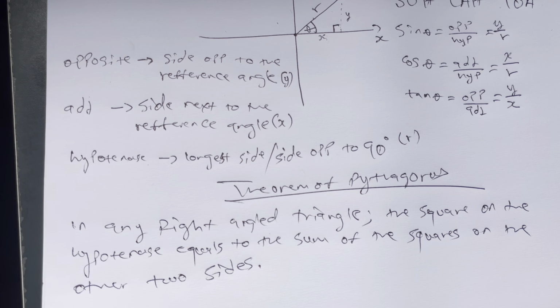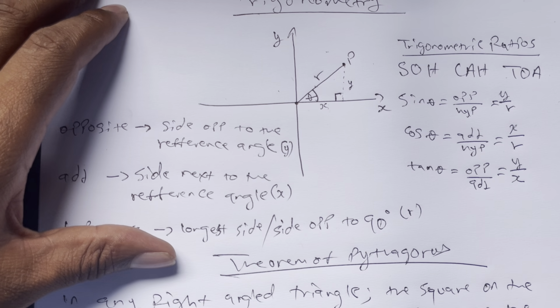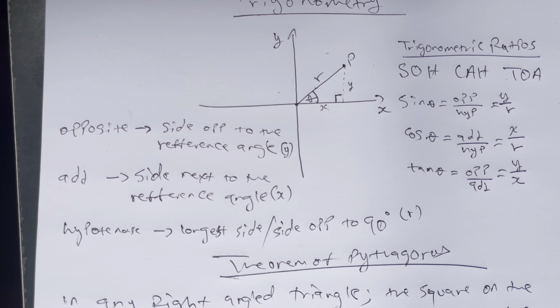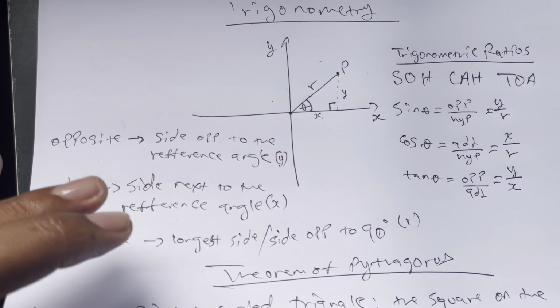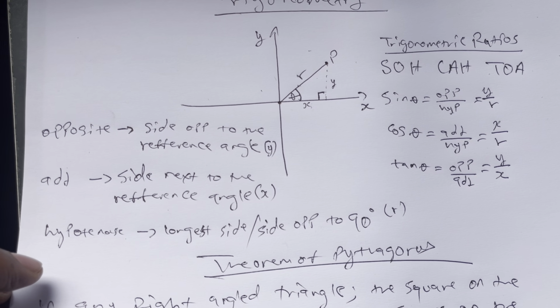Now that you know what's opposite, what's adjacent, and what's the hypotenuse, it means the square on the hypotenuse equals the sum of the squares on the other two sides. This is the theorem of Pythagoras, which is used when you're looking for either r, y, or x. Now let us jump to the trigonometric identities.